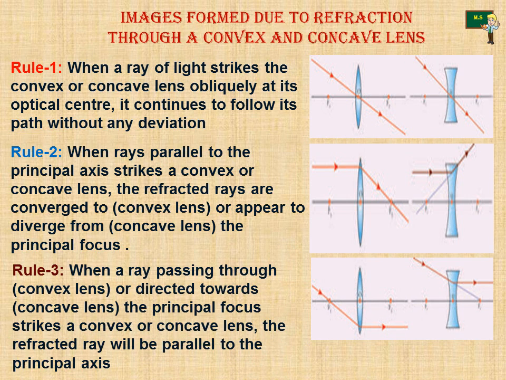Third rule, when a ray passing through the principal focus of a convex lens, or directed towards the principal focus of a concave lens, strikes the lens, the refracted ray will be parallel to the principal axis. Let me show that it is passing through for the convex lens and it is directed towards the focus for the concave lens. This is the principal axis for convex and this is the principal axis for concave, and the refracted ray will be parallel to the principal axis.